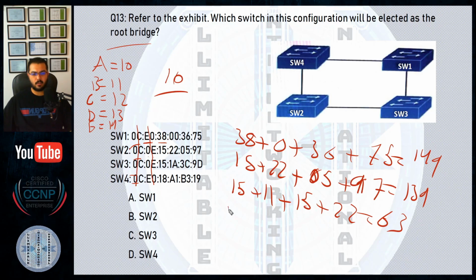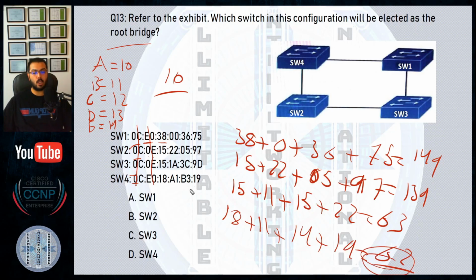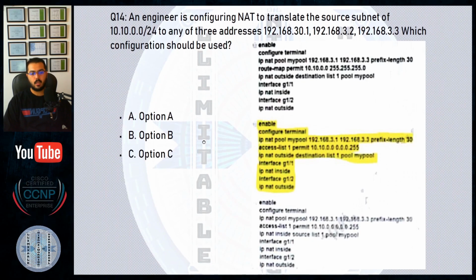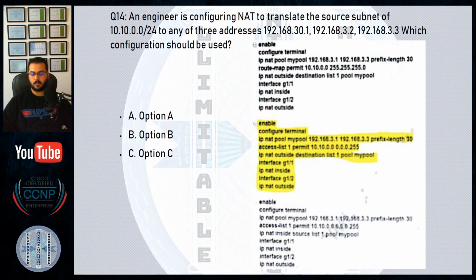Okay, the last one will be 18 plus A1 is also 11, B3, so that will be 11 plus 3, 14, and 19. 18 plus 11 will be 29, 29 plus 14 will be 39, 40, 43, 43 plus 19 will be like 42 plus 20, so that will be 60. So this one is the lower numerical value in the MAC addresses, which is the fourth one, which is switch 4. So I will pick switch 4 because there is no calculator in the Cisco exam. Okay, question 14. Any chance to finish that?